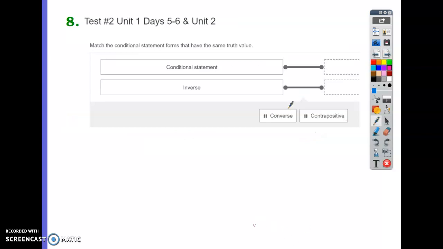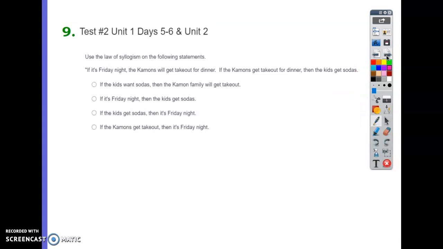Number 8, the inverse and the converse have the same truth value, and the conditional statement, the original if-then, and its contrapositive have the same truth value.